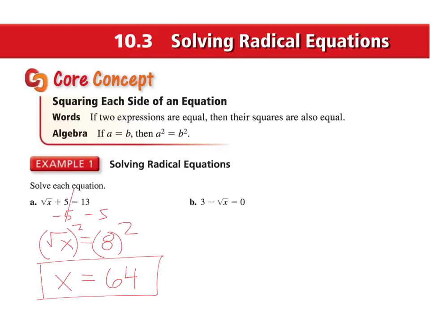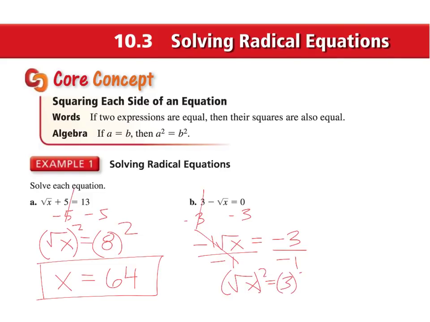Alright, same thing for b. We subtract 3. I have negative square root of x equals negative 3. Then I divide by negative 1, and square root of x is equal to 3. Now I square both sides, and x is equal to 9. That's all there is to it. Very simple.